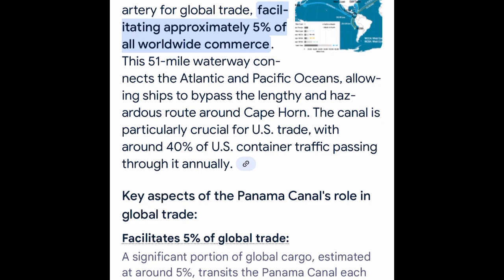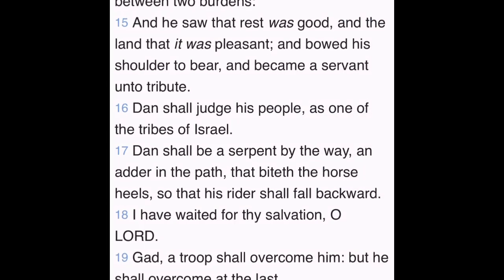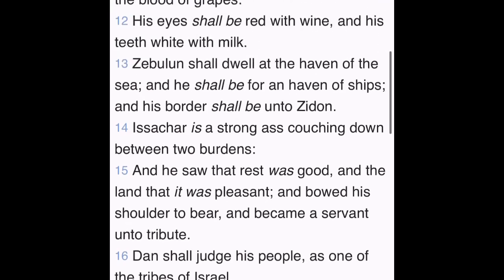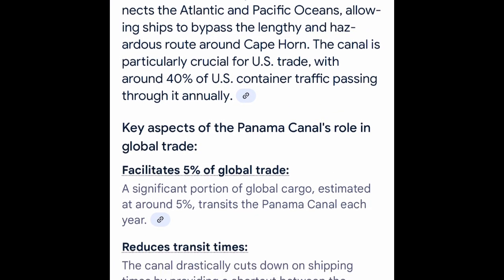What does the prophecy say? It says Zebulun shall be a haven of ships. That's the land of Zebulun. Now, the ancient Zebulun, were they a haven of ships? No. Let's go on the map of ancient Zebulun.